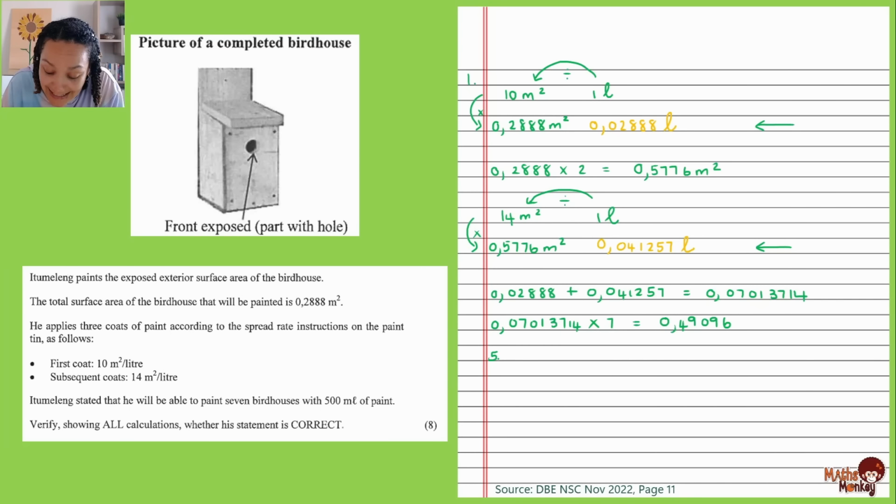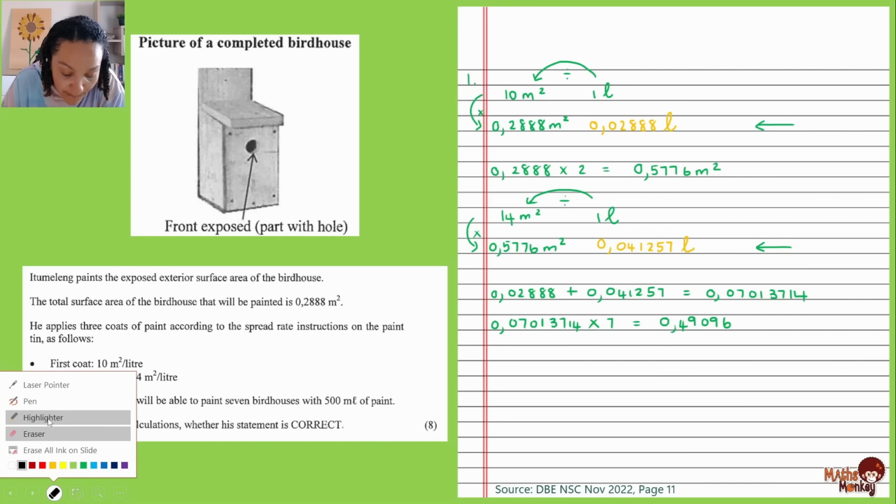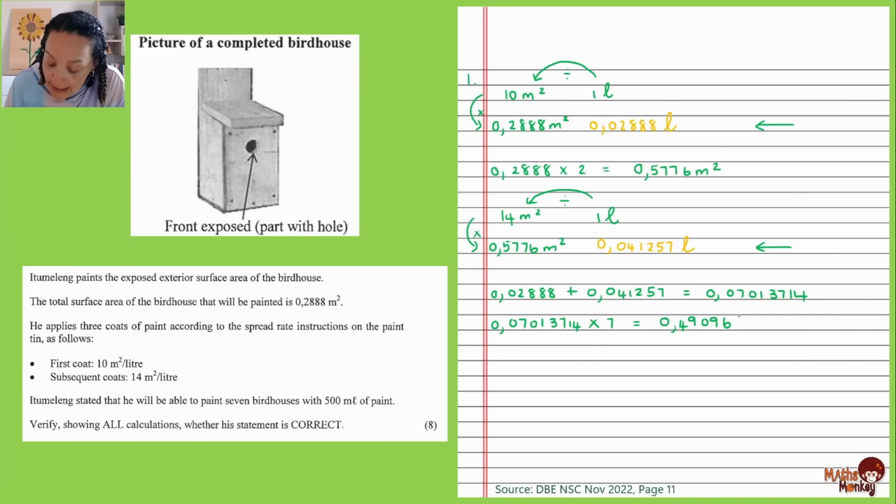If I take this and convert this one now, let me just erase this and get my pen back. If this is now in liters, I'm going to say 0.49096, that's liters, multiplied by 1000, because I want to convert this now to milliliters. And so this will end up with 490.96 milliliters.